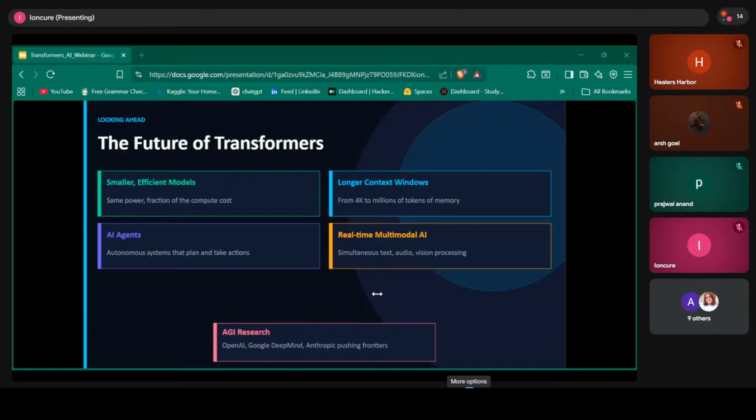And third, AI agents, systems that don't just answer questions, but autonomously plan, take actions, use tools, and complete complex multi-step tasks. And the big one everyone is debating is AGI. Will scaling transformers eventually lead to AGI, artificial general intelligence? Companies like OpenAI, Google DeepMind, and Anthropic are actively racing towards more capable, more general AI systems. So the next decade will be fascinating.